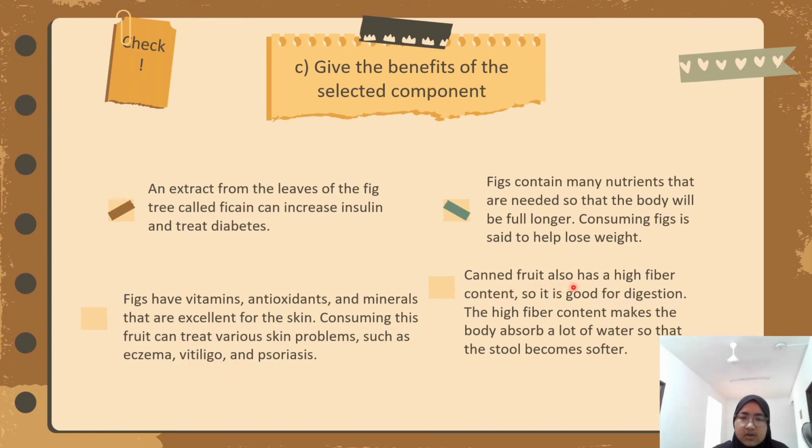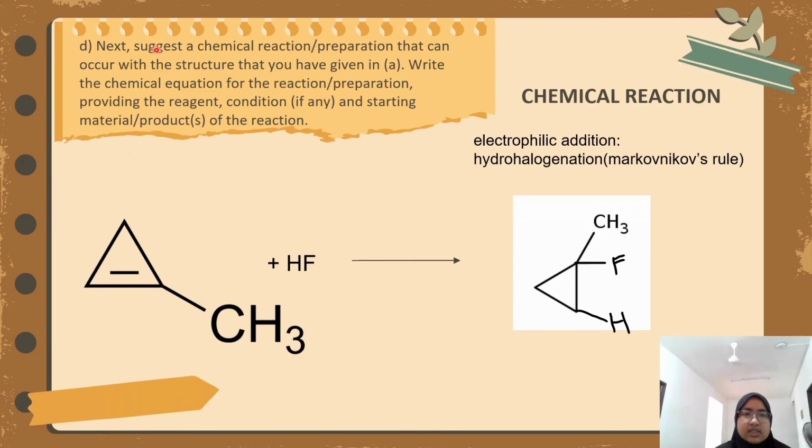Then the last, figs also have a high fiber content, so they are good for digestion. The high fiber content makes the body absorb a lot of water so that the stool becomes softer. D, suggest a chemical reaction that can occur with the structure that you have given in A. Write the chemical equation for the reaction, providing the reagent, condition, and structure of the products of the reaction.